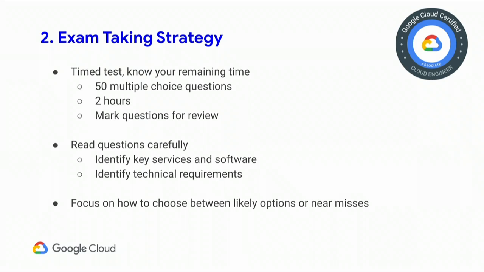So for example, if I've narrowed down the options to a question about picking a database, and it's going to be either Datastore or Cloud SQL, I'll go back to the text and look for a requirement that says something about maybe a flexible schema, in which case I'll look at Datastore, or if I require SQL, then of course I'll look for Cloud SQL.